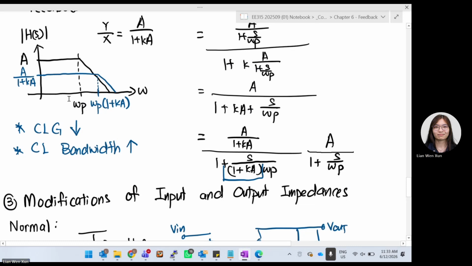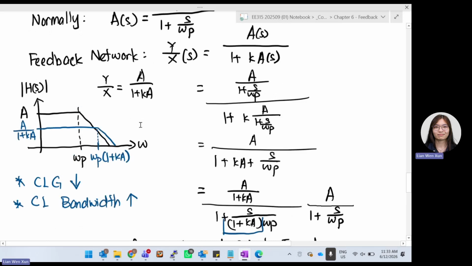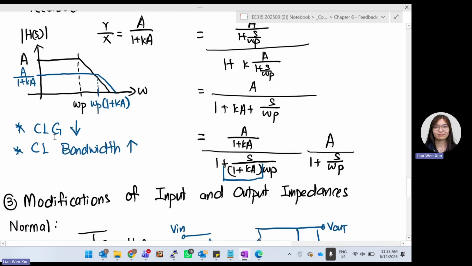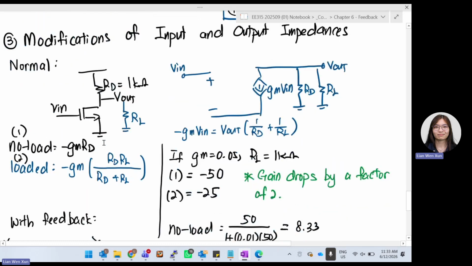So omega P, initially the gain was very close to low frequency. But now, because the whole term is multiplied by 1 plus Ka, the bandwidth seems to be moving to the right-hand side. Although the gain is lower, the bandwidth moved to the right-hand side. So the second point of feedback advantage is we got bandwidth extension. Lower closed loop gain, but extended bandwidth.